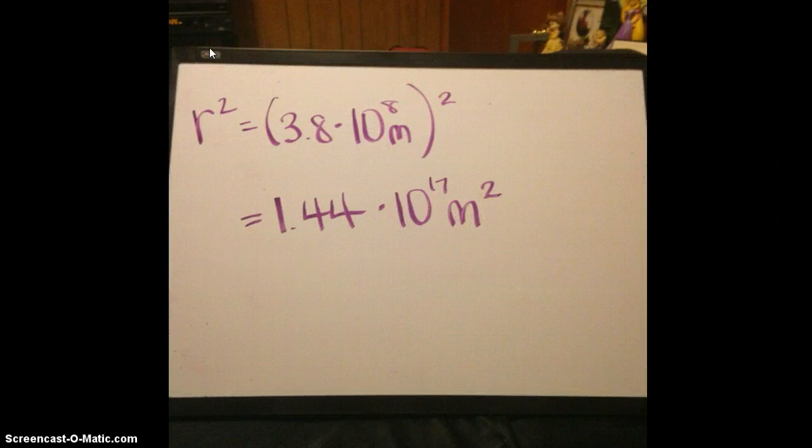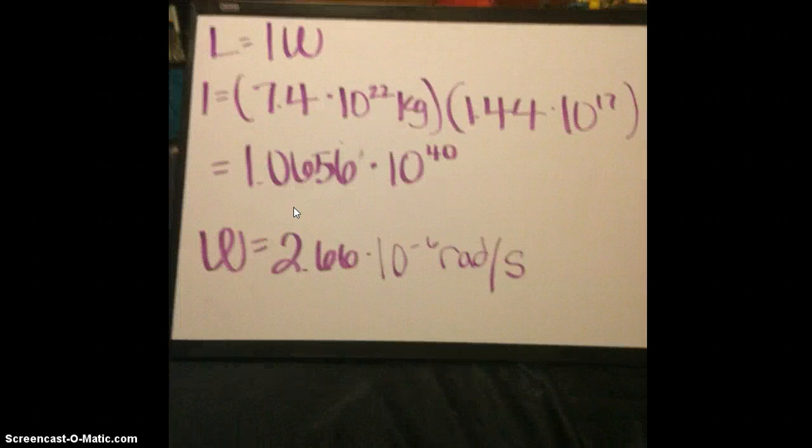Now r squared, which is the average distance between the center of the moon and the center of the Earth, is 3.8 times 10 to the 8th meters squared, which equals 1.44 times 10 to the 17th meters squared. You have to square your units along with your numbers. So now we find I. We just found r squared, and we plug in the mass we're given at the beginning. When we plug in these two, we get 1.0656 times 10 to the 40, which I didn't write the units for, but is kilograms meters squared.